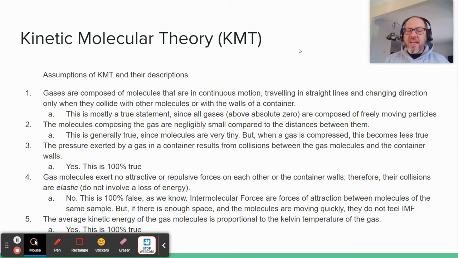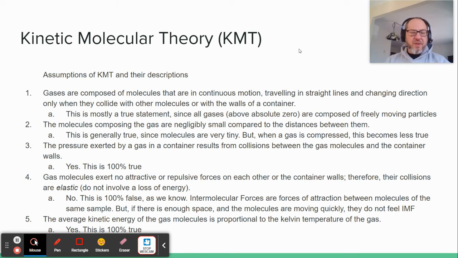Number two, the molecules composing a gas are negligibly small compared to the distance between them. This is also mostly true, as long as you haven't compressed your gas to the point where the volume of the actual particles makes a difference. That's going to be an assumption that we're going to check later on.